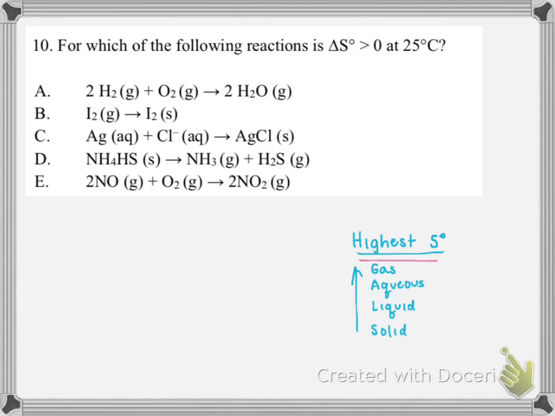So we've actually already seen this first reaction, but here we're going from 3 moles of gas down to 2 moles of gas. So we have fewer moles of gas, so this will have a negative delta S. So that one's out. In B, we're going from a gas to a solid, so that's definitely a negative delta S. In C, we're going from aqueous to solid, so that's also going to be a negative delta S.